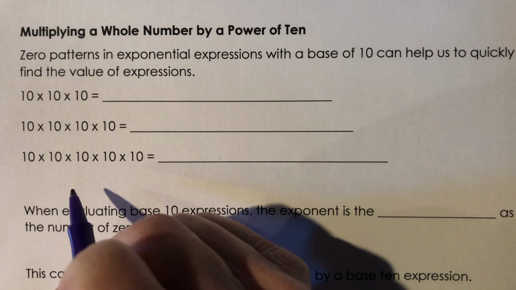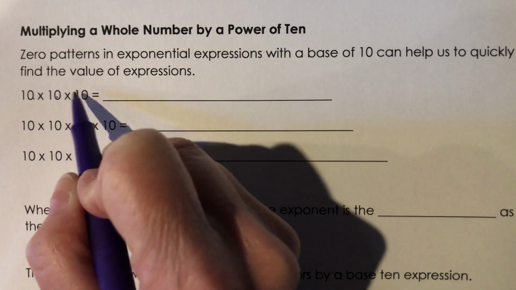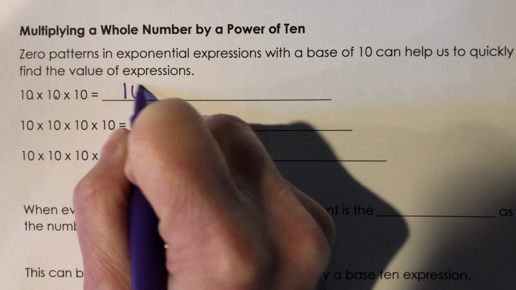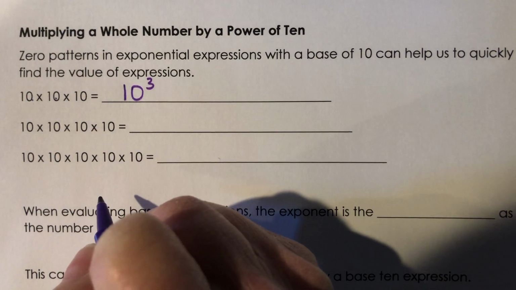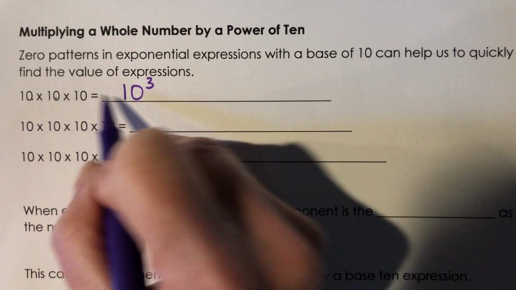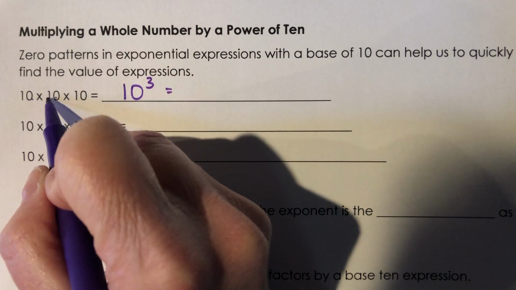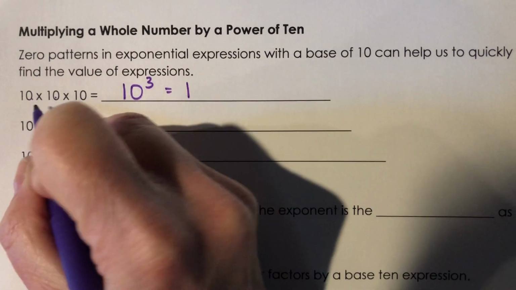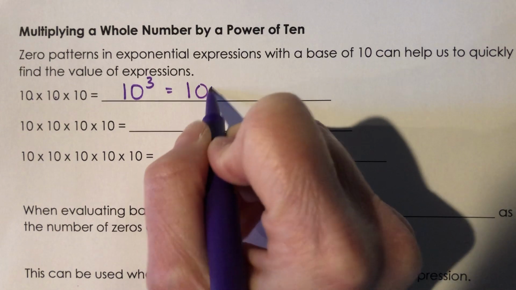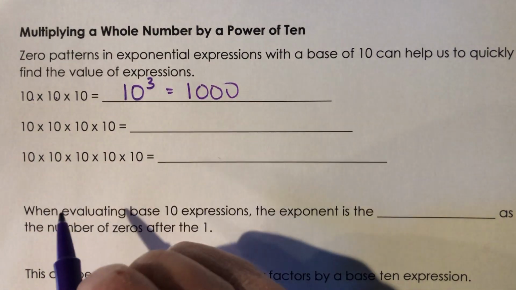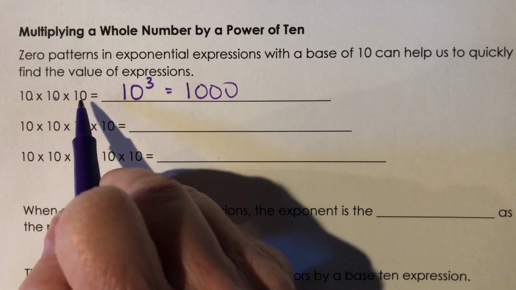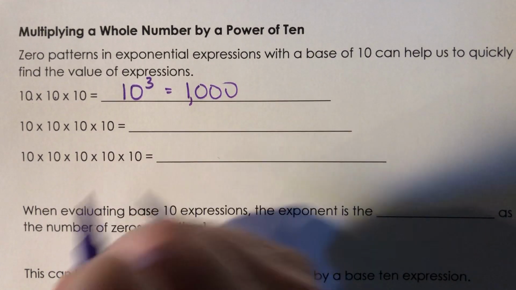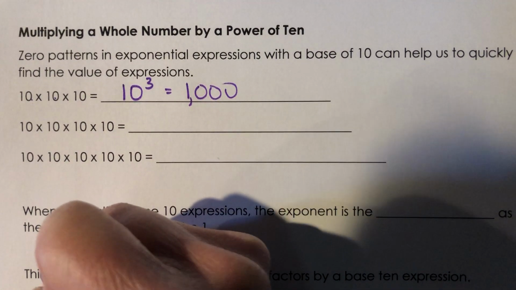So when you have 10 times 10 times 10, first thing I'd like you to do, write this as an exponential expression. So 10 is the number I'm repeatedly multiplying, and the number of 10s I have is 3. So what is 10 times 10 times 10? Well, 1 times 1 times 1 is 1, and there are 1, 2, 3 zeros. This is not 30. This isn't 10 times 3. It's 10 times 10 times 10. So 10 to the 3rd power is 1,000.